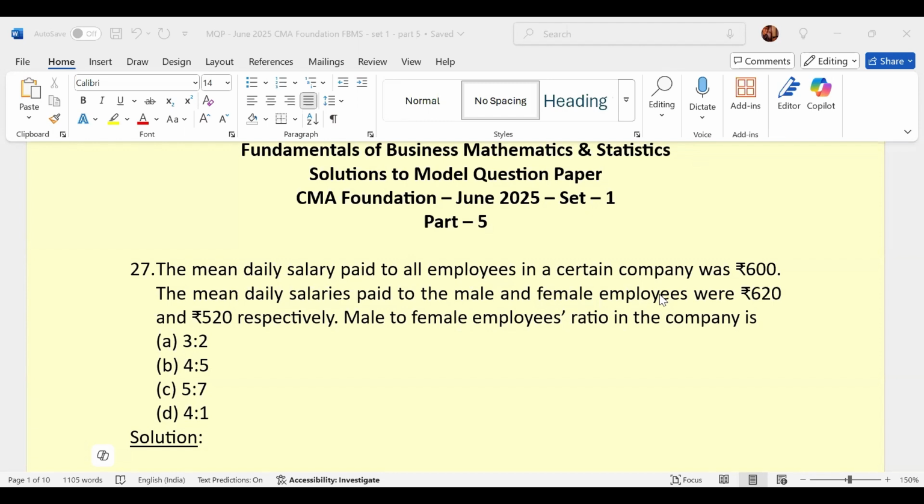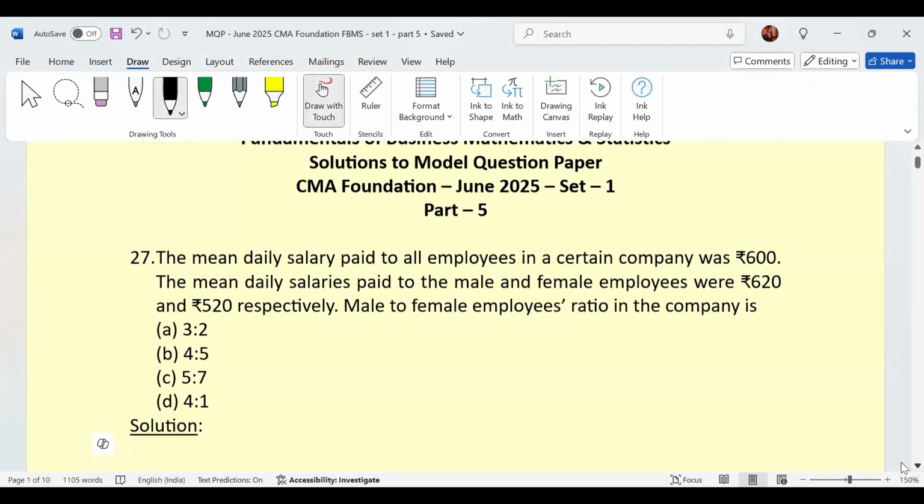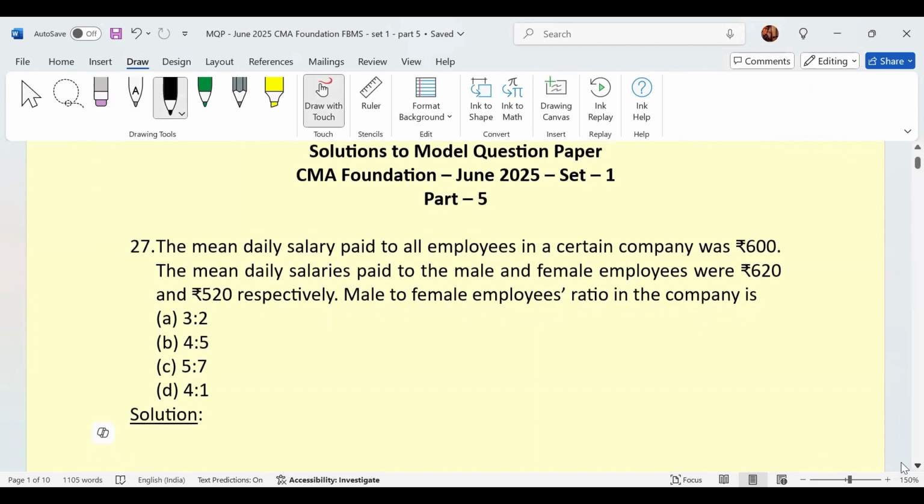The mean daily salary paid to all employees in a certain company was rupees 600. The mean daily salaries paid to the male and female employees were rupees 620 and rupees 520 respectively. Male to female employees ratio in the company is what?